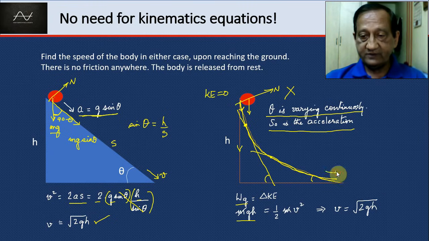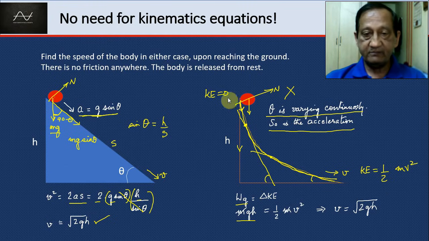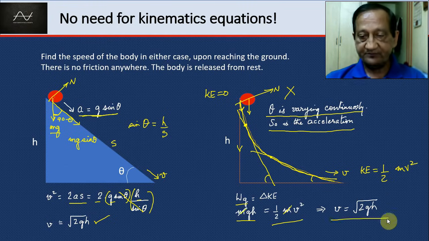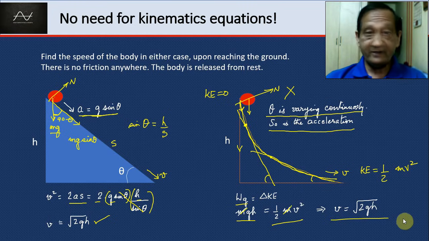If the speed is v over here, then the final kinetic energy is half mv square. Change is final minus initial, half mv square minus 0. That is the change. m cancels and we have the same answer. No need to apply kinematics. That's the power of work energy theorem.